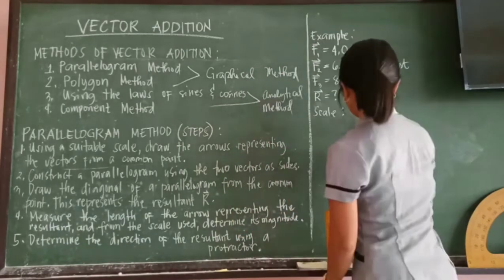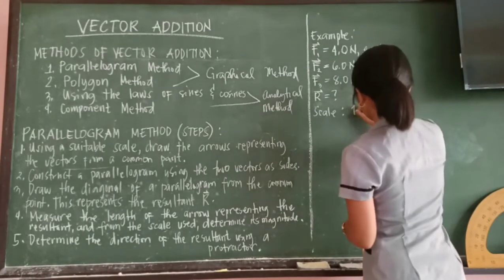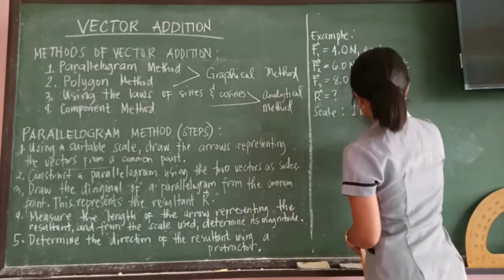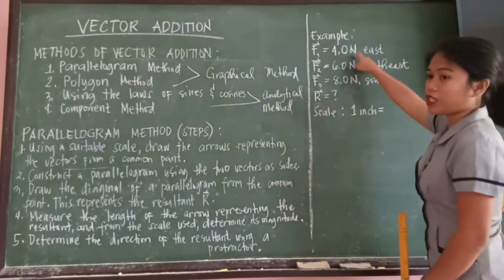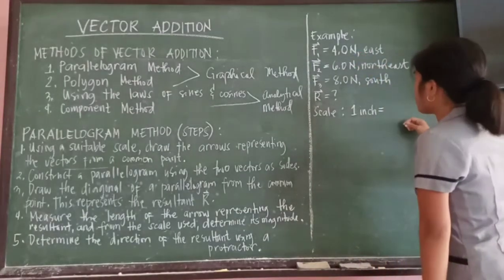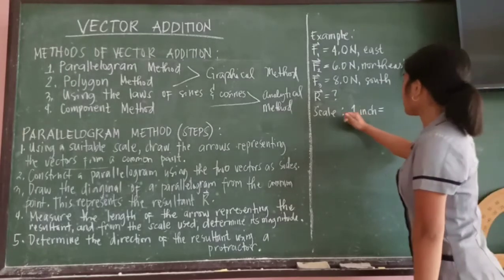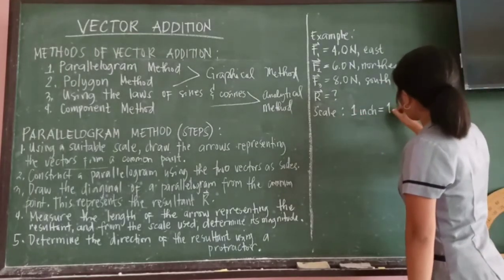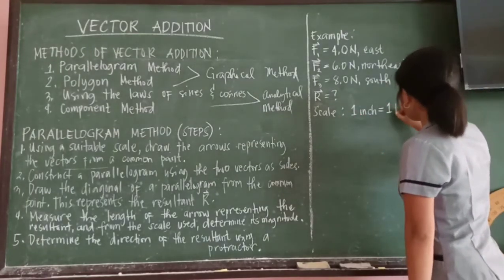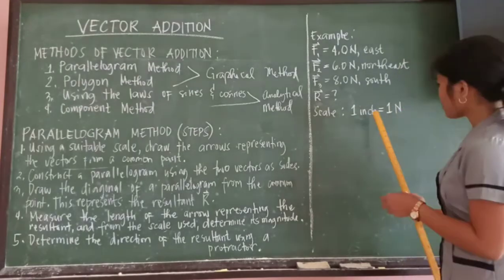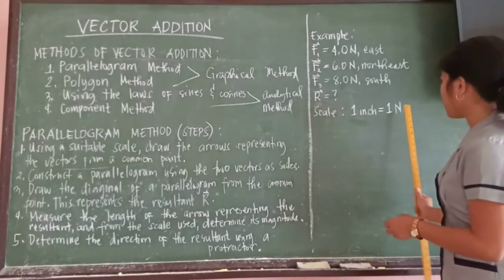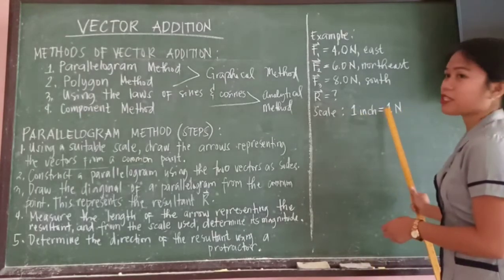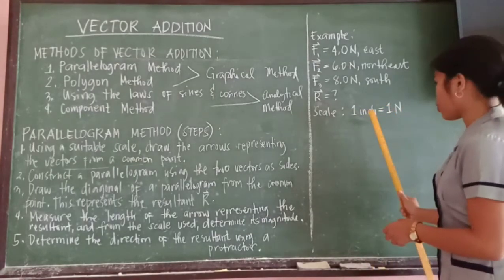So 1 inch is equal to, the unit here is Newton, so 1 inch will be equivalent to 1 Newton as well. The scale here helps us represent the unit Newton while we are using the unit inch.